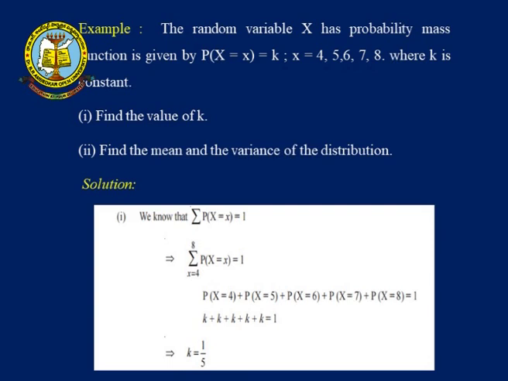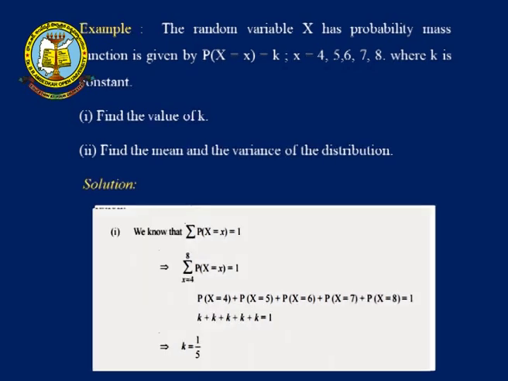That is, the random variable x has probability mass function given by probability of x is equal to k, where x takes the values 4, 5, 6, 7, 8, where k is a constant. Find the value of k and find the mean and variance of the distribution.